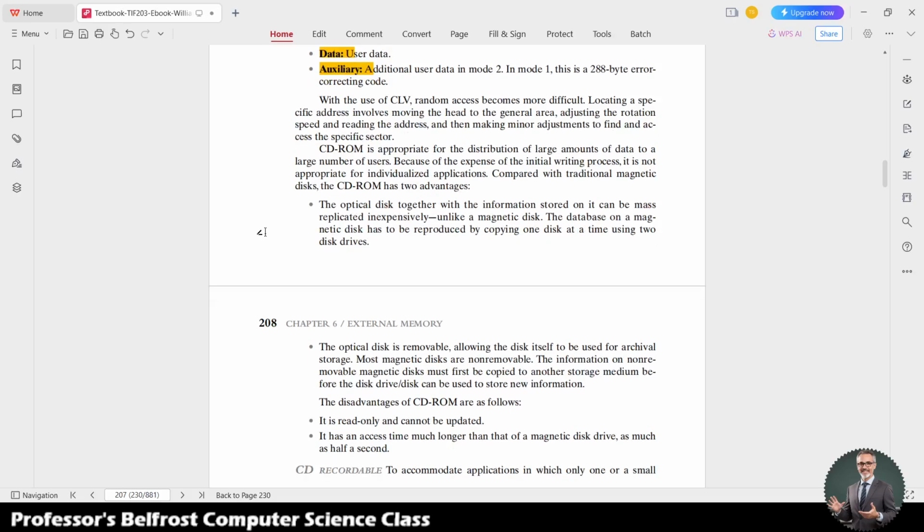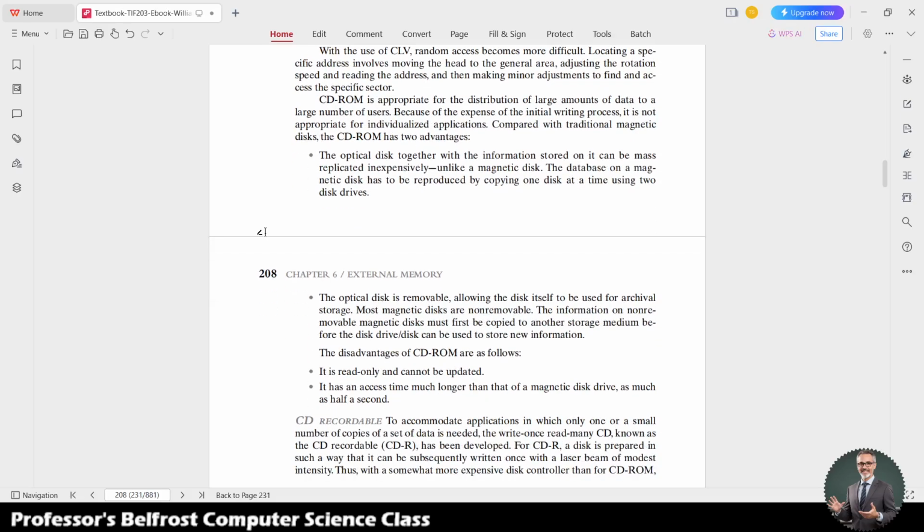So CD-ROM has two advantages. That is, the optical disc together with the information stored on it can be mass replicated inexpensively, unlike a magnetic disc. And second is that the optical disc is removable, allowing the disc itself to be used for archival storage. But there's a disadvantage, which is that it is read-only and cannot be updated, and it has an access time that is much longer than that of a magnetic disk drive. Yeah, those are the two disadvantages of the CD-ROM.